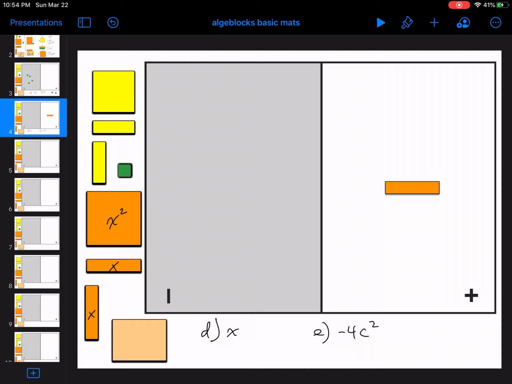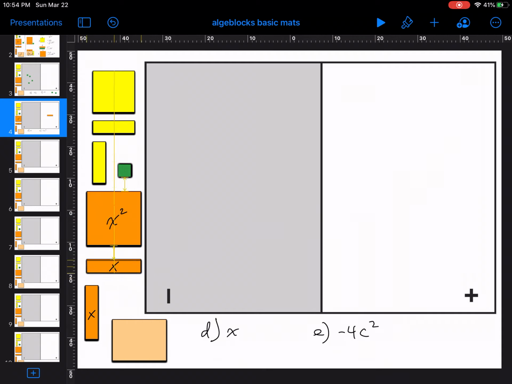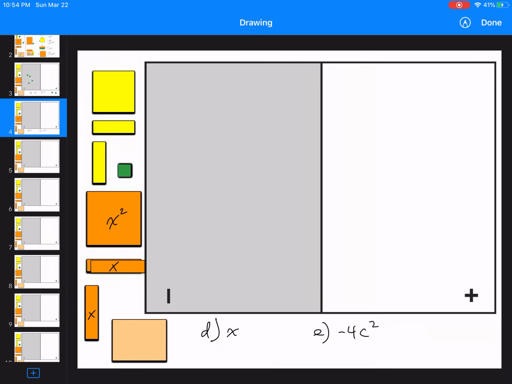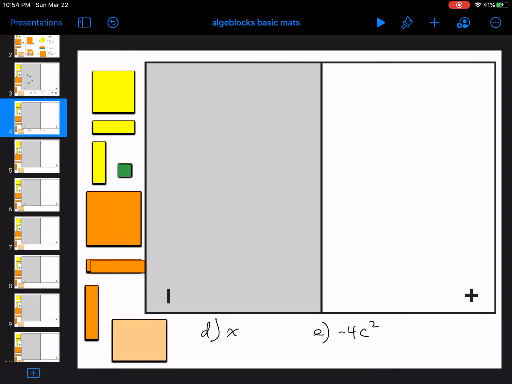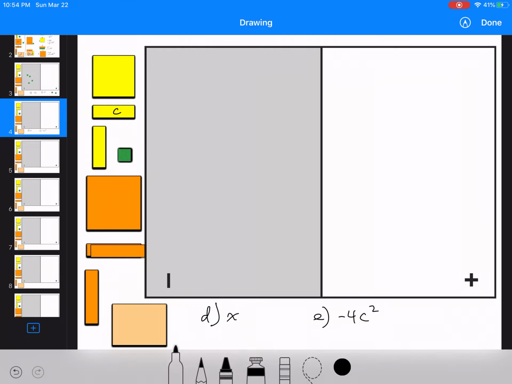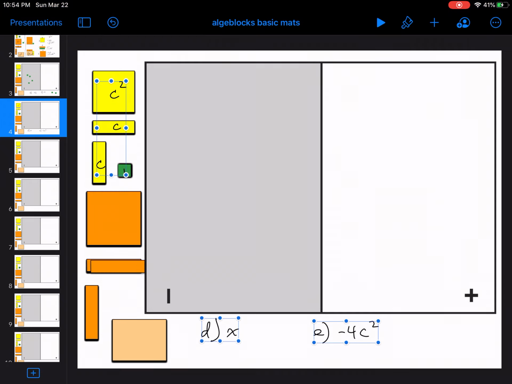Now, for question E, we would need to define the variable c. So let me get rid of this for a new definition of variables for the new question. Now, I feel like calling this c. This would be c squared. I don't know what the other variable would be. There's only one variable in the expression, so I'm going to keep it at that. So I have -4c squared.